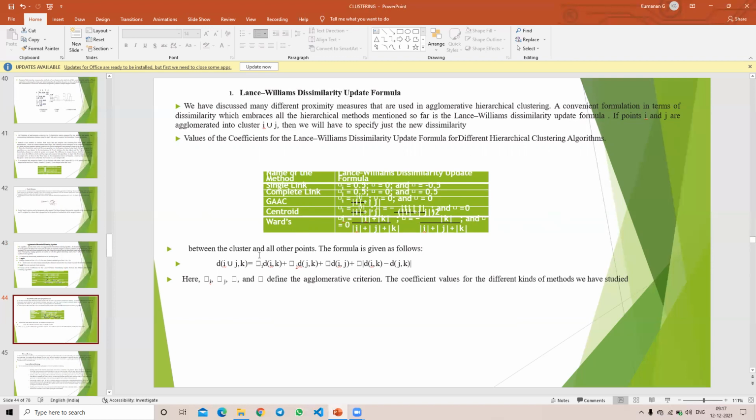Here, between the cluster and all other points, the formula is given as follows: D of I union J comma K equal to alpha I times D of I comma K plus alpha J times D of J comma K plus beta times D of I comma J plus gamma times the modulus of D of I comma K minus D of J comma K. Here alpha I, alpha J, beta and gamma define the agglomerative criteria. The coefficient values of the different methods are in the box we studied.